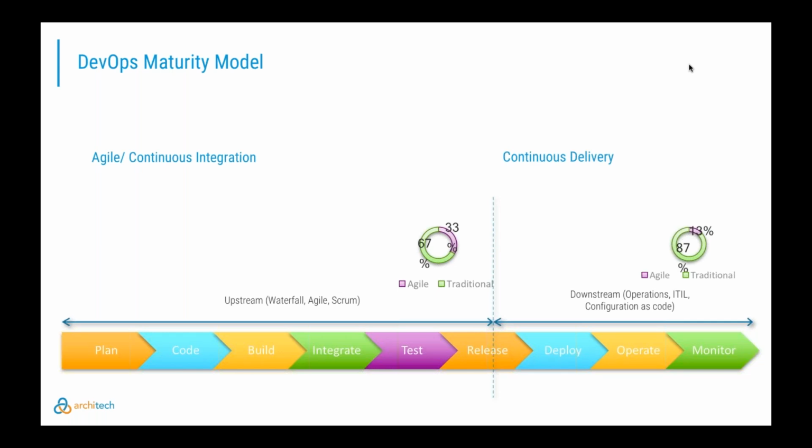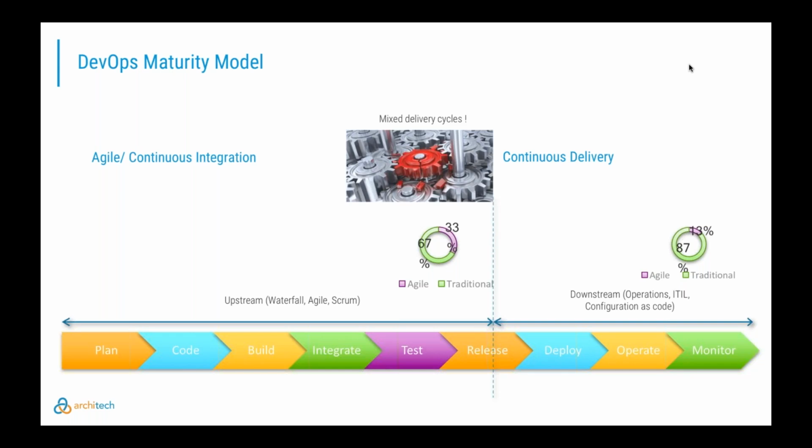In the enterprise space, only 13% were doing Agile on the right, which is the downstream. What that means is that a lot of people are doing Agile in the upstream, but they are faced with a non-Agile practice in the delivery downstream, and that creates frictions. And of course, frictions just break gears.